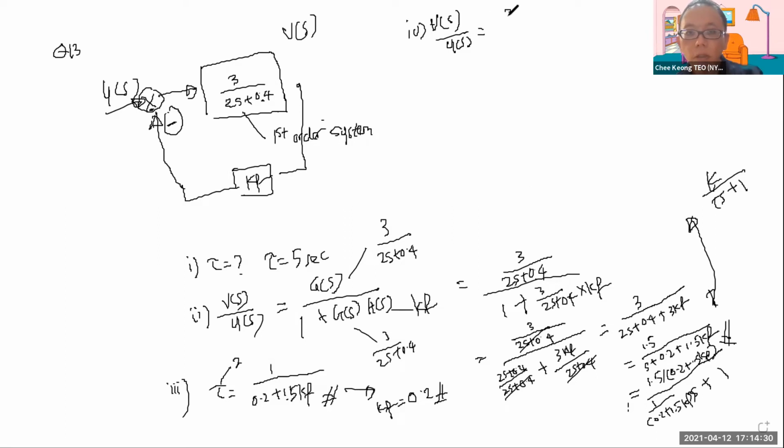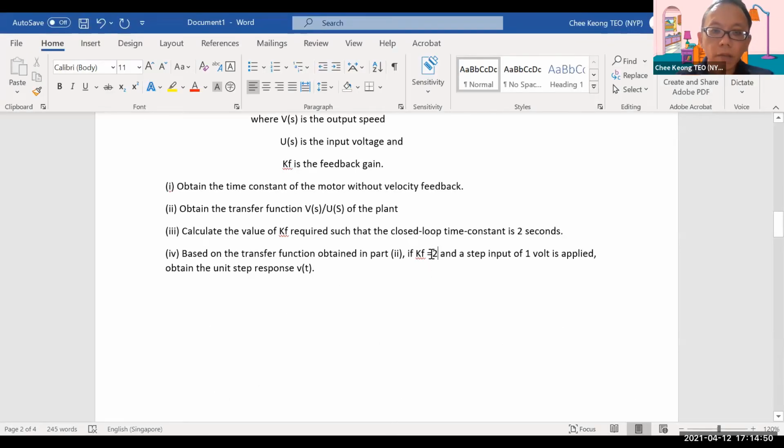So Vs equals 3 over 2s plus 0.4 plus a 3Kf, right? And what is the condition that they give? The condition they give is Kf is 2, and the step input is 1 volt. Obtain the unit step response of v(t). So they want you to find the unit step response of v(t).